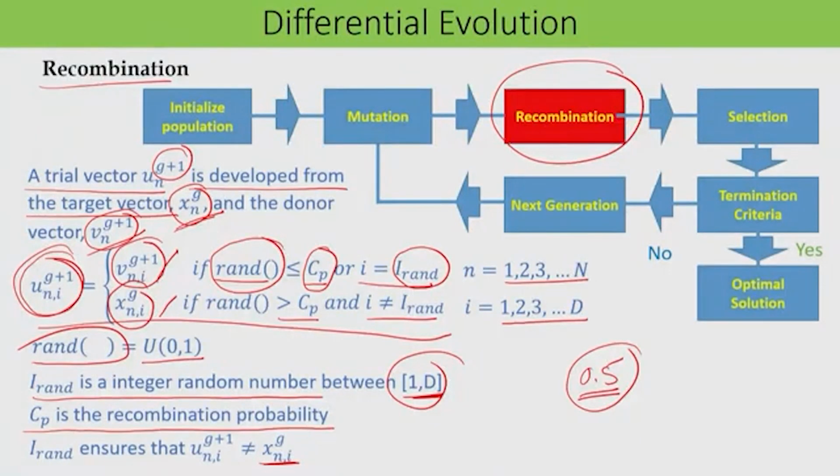So, what we are doing here? Initially we create a donor vector, v i, and after that, using the donor vector and the target vector, we create a new trial vector, u i, z plus 1.